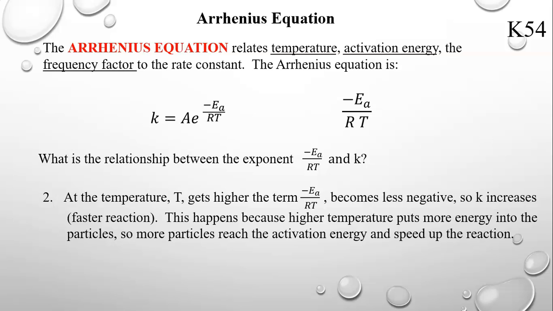As EA over RT becomes smaller and smaller, then that negative overall, with the negative sign there, doesn't decrease K as much. So K increases, the faster reaction. The really only way to see it is by plugging in some numbers. This happens because higher temperature puts more energy into the particles, so more particles reach activation energy and speed up the reaction. That's all you have to realize, and this is common sense. Increasing temperature is going to make the reaction happen faster, so K is going to increase when you increase temperature.